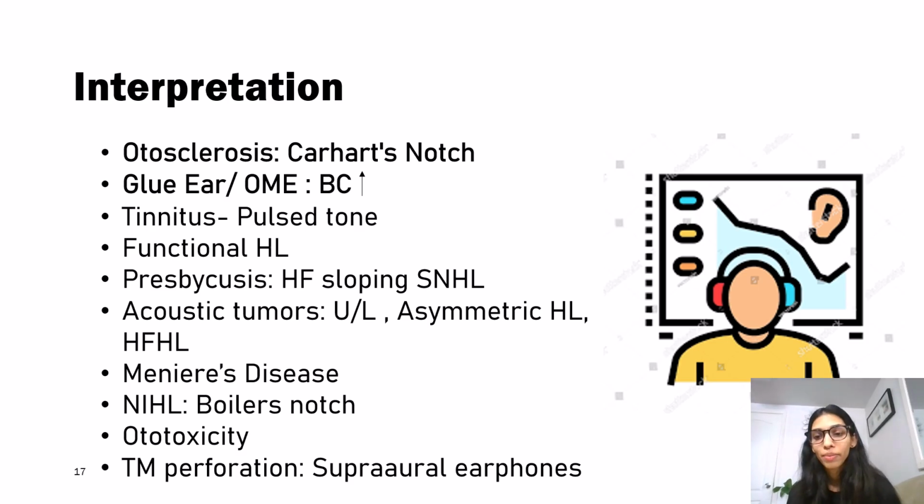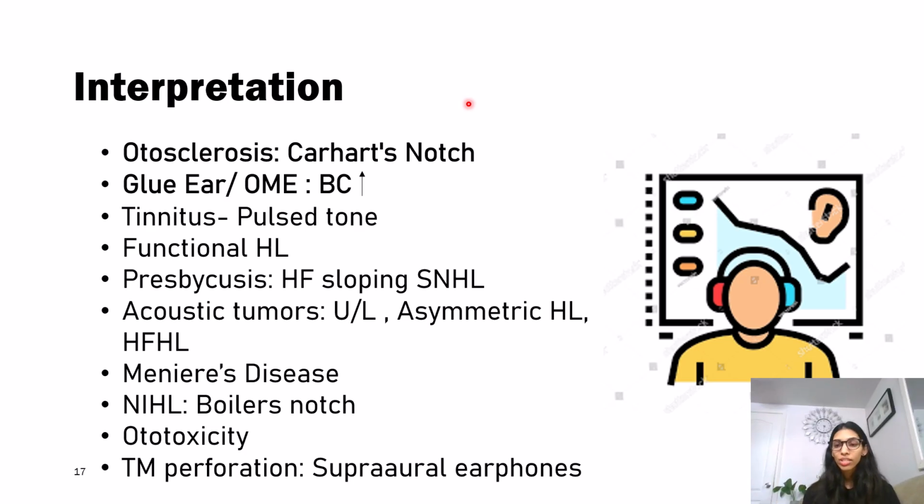Then while doing pure tone audiometry, in some cases when you know the case already, or when you're suspecting some of these diseases, you have to be a little cautious. Carhart's notch is similar to the notch which you saw in the previous slide. That is in bone conduction. When you're doing bone conduction threshold, you will see a notch at 2 kilohertz, or somewhere between 1000 to 3000 hertz. So that is called Carhart's notch. This is usually seen in patients with otosclerosis. And when you see a notch, you can suspect otosclerosis, but you'll have to correlate it with your other test results.